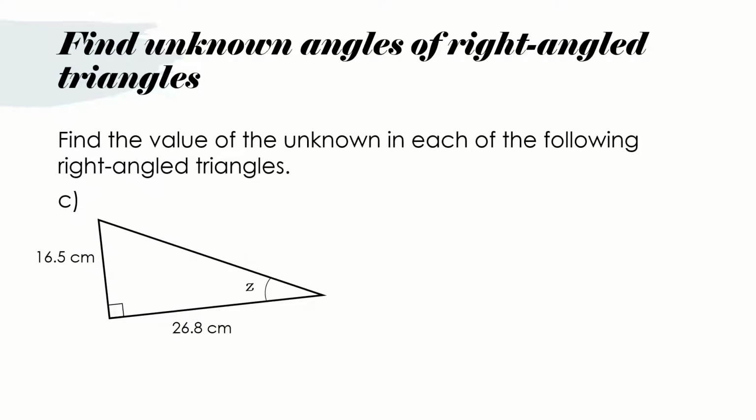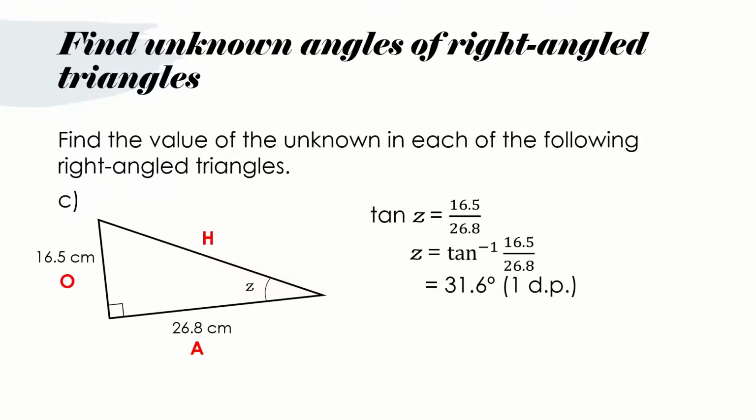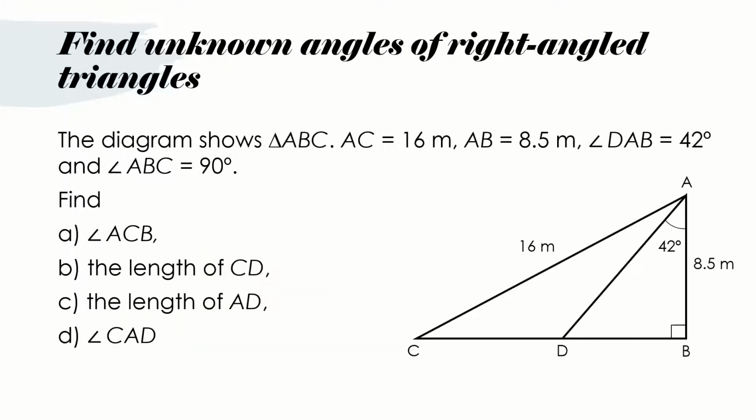Okay, next part C. Right, you need to find angle at Z. So label your hypotenuse, opposite and adjacent. And because you know O and A, you got to use tangent theta equals to opposite out of adjacent. So tangent Z equals to 16.5 out of 26.8. Z equals to tangent inverse 16.5 out of 26.8 and you get 31.6 degree, correct to 1 decimal place.